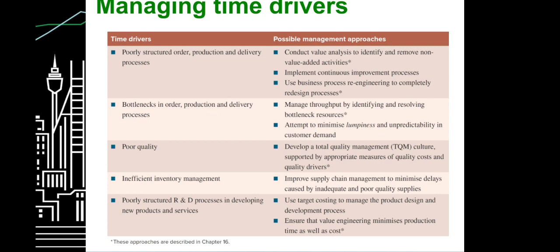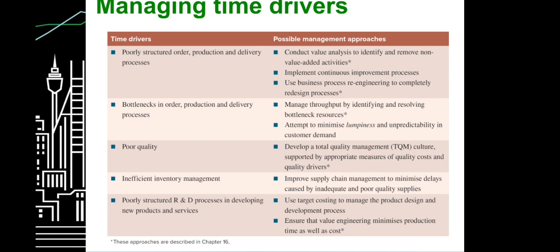Number 4, inefficient inventory management. So how to manage that? How to make sure that your business or your organization can efficiently manage inventory? The thing that is suggested here is to improve supply chain management to minimize delays caused by inadequate and poor quality supplies. So here the possible management approach is related to the relationship between the organization or a business and its supplier. Okay, so that's the thing.